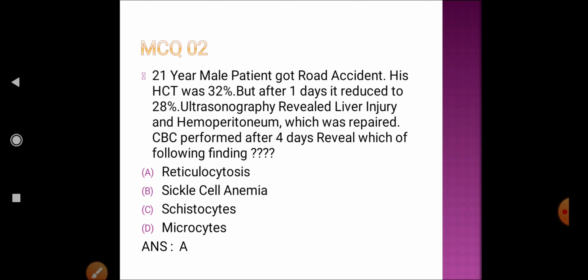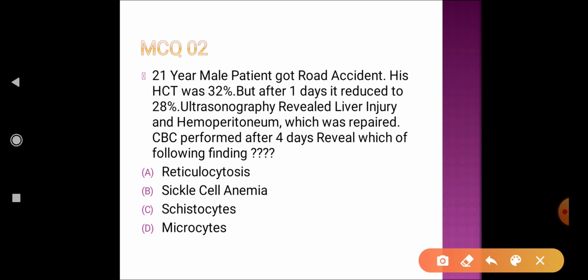Now second MCQ. A 21-year-old male patient got into a road accident. His hematocrit was 32%, but after 1 day it reduced to 28%. So obviously it might be because of blood loss. Ultrasonography revealed the presence of liver injury and hemoperitoneum. The blood was collected in the peritoneum, that's why the hematocrit suddenly reduced by 4%.